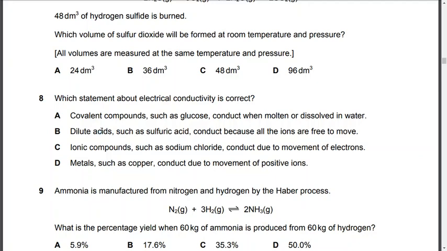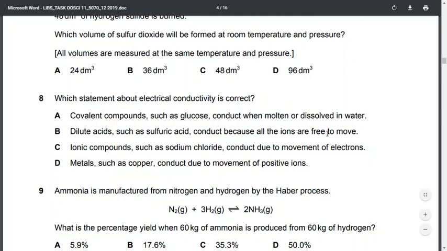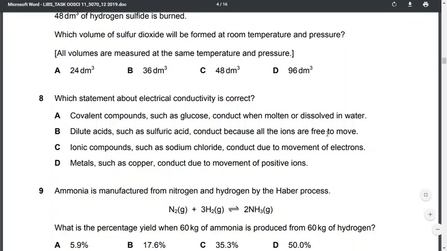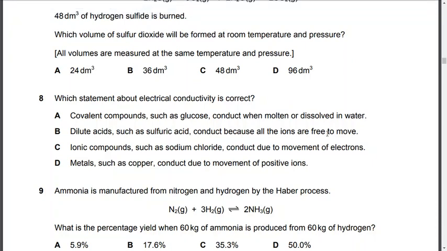because dilute acid means there is water in it. When there is water in something, it is ionized. When they are ionized, they have free ions that are free to move, so they carry the charge and transfer it. So in one way they're conducting electricity.